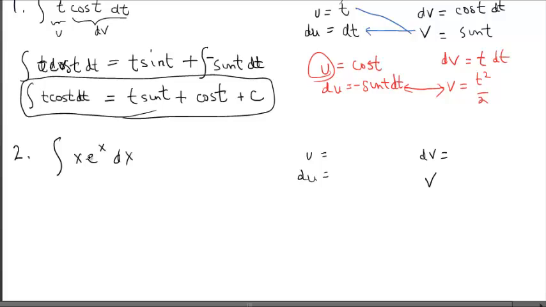All right, so LIPET: L, logarithmic, nope, nothing there. I, inverse trig, nope. P, polynomial, yep. E is exponential, so typically polynomial would come before exponential, meaning u would be our polynomial part. Its derivative is dx. Because we want something here that when I multiply by v is easy to integrate in the formula. All right, so if u is x, then all of this has to be dv. So dv is now e to the x dx.